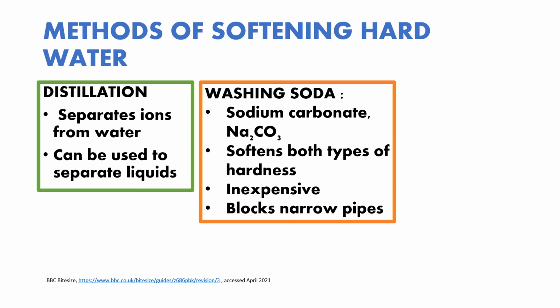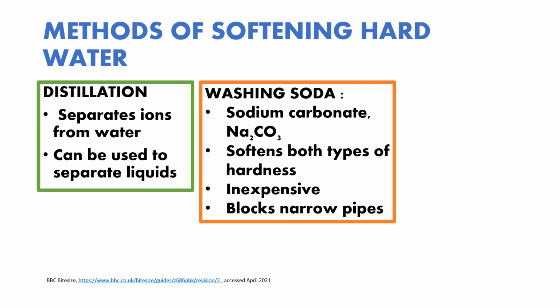Many methods can be used to soften water. In this video, we're going to talk about distillation, washing soda, and ion exchange columns, with a closer look at washing soda and ion exchange columns. Distillation can be used to soften water, as it can be used to separate the ions from water by the evaporation of water, leaving the ions behind. Distillation is also used to separate and collect liquids from a solution.